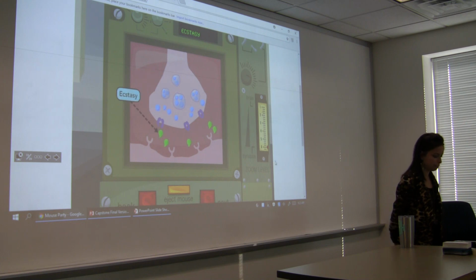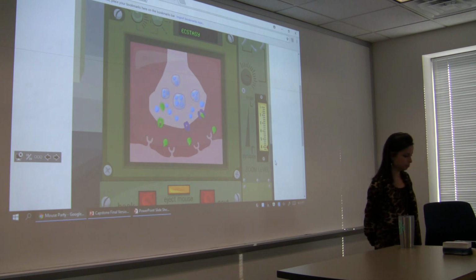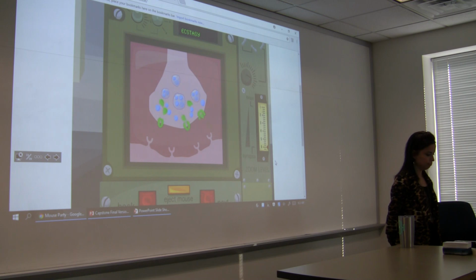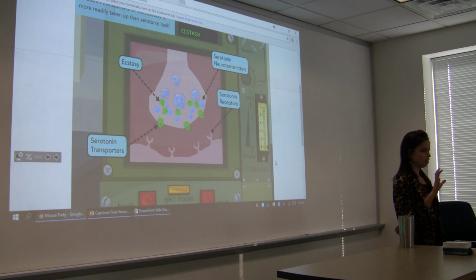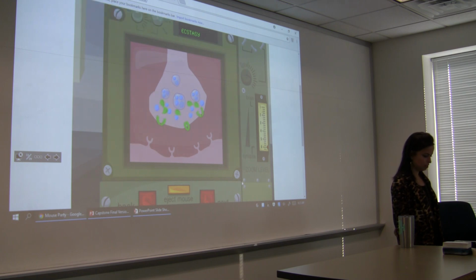Ecstasy mimics serotonin and is taken up by serotonin transporters. In fact, ecstasy is more readily taken up than serotonin itself. This is really nice because it lets you go at your own pace. So until you have that portion of the mechanism conceptualized correctly, you can wait before you click the next button, which is nice. This interaction with ecstasy alters the transporter.